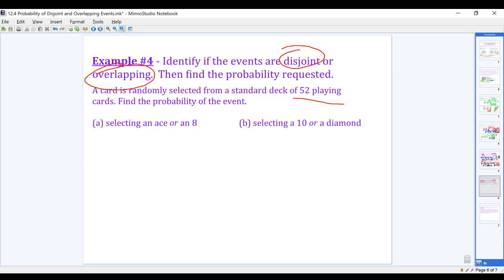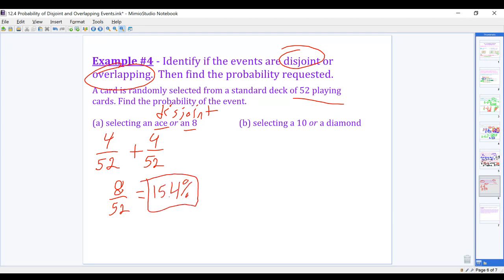Ace or 8. Well, you can't draw an ace that's also an 8, right? So we know there's 4 aces in a deck. You can't draw both an ace and an 8 at the same time, right? This is disjoint, clearly. Great. Terrible handwriting. All right, well, looks like it's 8 out of 52 chance that you draw one or the other, and I got 15.4%. Cool.